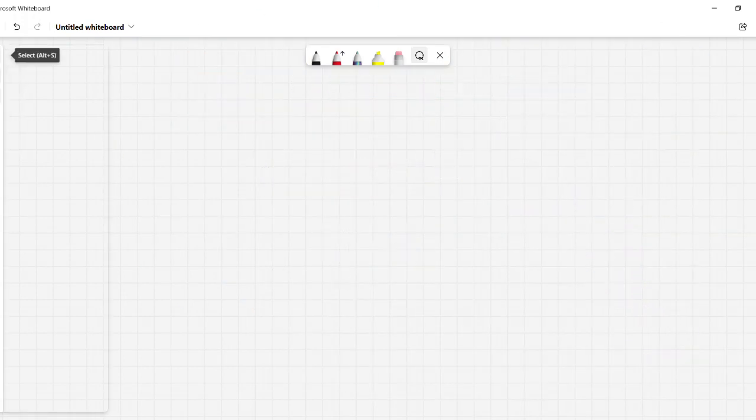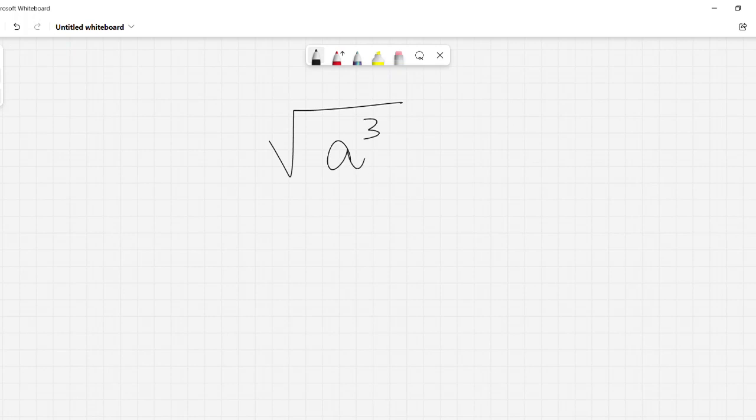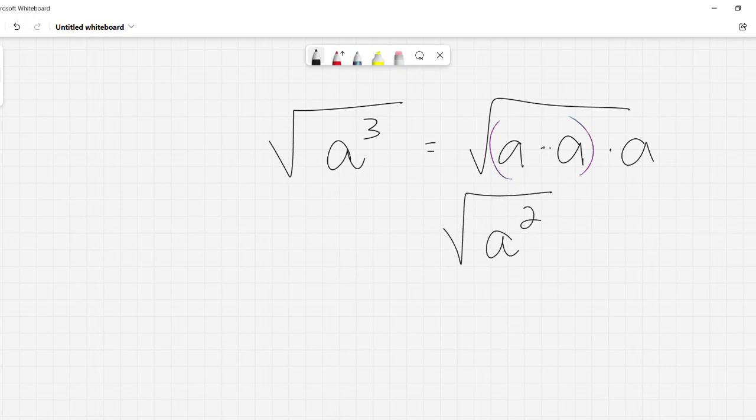Now, what if we add in variables into this equation? Then what do we do? What if it's something like square root of a cubed? Well, think about this. What is a cubed? It's a times a times a. Well, a times a, that's a perfect square. So this is the same as square root of a times a, or a squared, times a. Square root of a squared is a, square root of a.